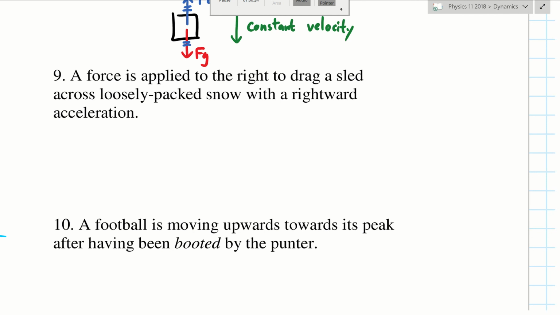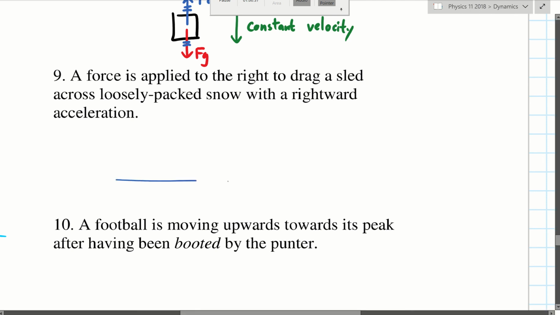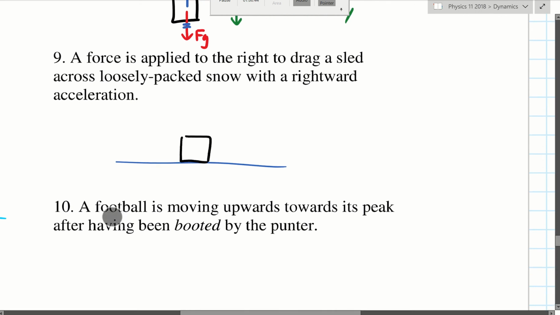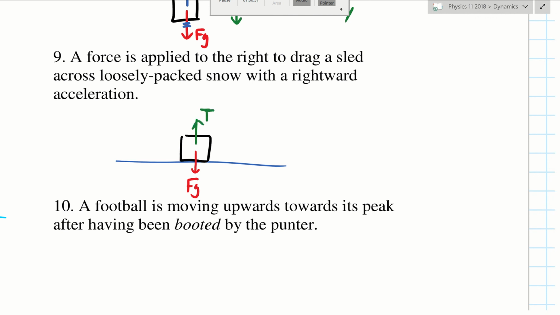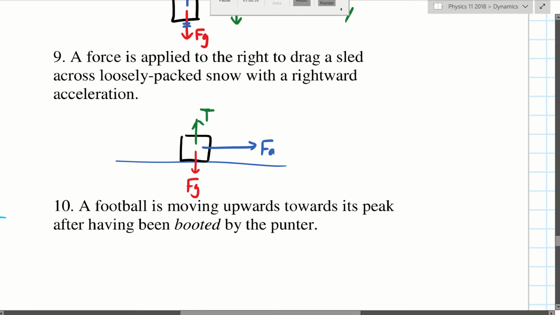Next one. A force is applied to the right hand side of a sled across a loosely packed slope with a rightward acceleration. So now in this situation, I guess I have the box and I have the applied force. Well, gravity first. I always draw gravity first. It's like a habit. So gravity, tension, applied force. There you go.